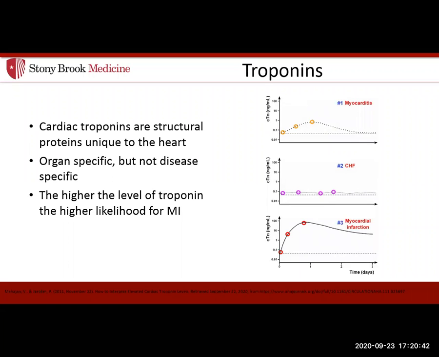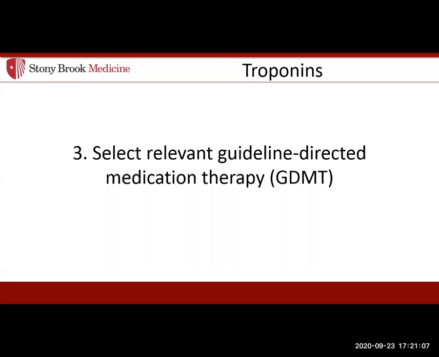But if you look at the last chart on the bottom, you can see that during a myocardial infarction, the levels of troponins are significantly higher than those in other disease states. So just one thing to keep in mind is the higher the level of the troponin, the higher the likelihood for a myocardial infarction. So now that we have a little background on what EKGs are, what troponins are, and how these relate to MIs, we're going to talk about relevant guideline-directed medication therapy, or GDMT.